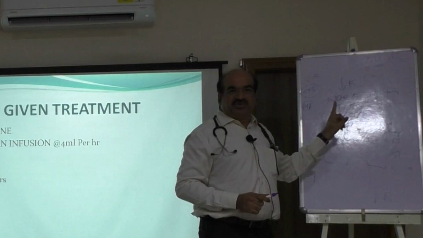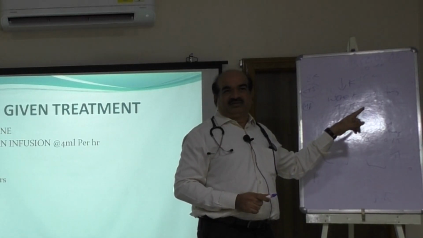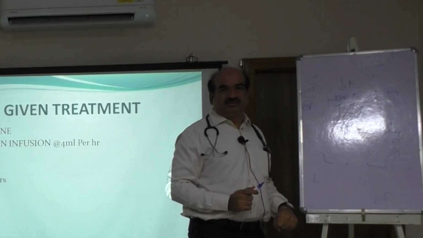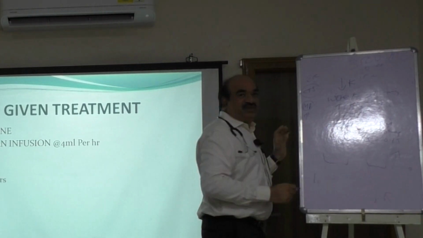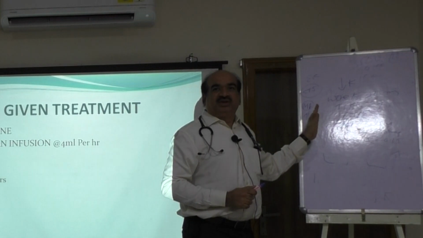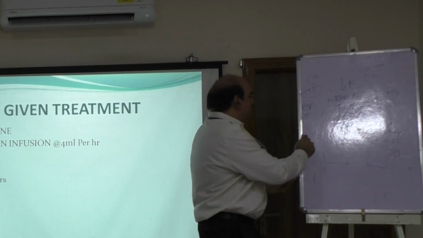Then we should check BP. If BP is high, high BP indicates high aldosterone levels. High BP means increased aldosterone. So if BP is high, we should check aldosterone levels. If aldosterone is high, then check renin levels.